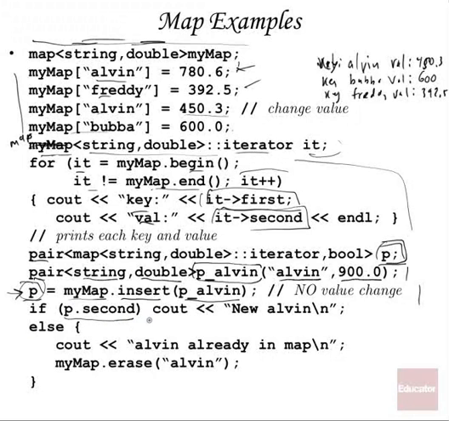If this is true, we'll print out we have a new Alvin. If it's false, we go into else, we say Alvin is already in the map, and then we erase Alvin, which I don't like erasing Alvin, but we'll pretend it's a different Alvin.